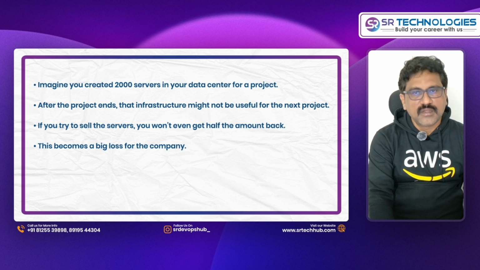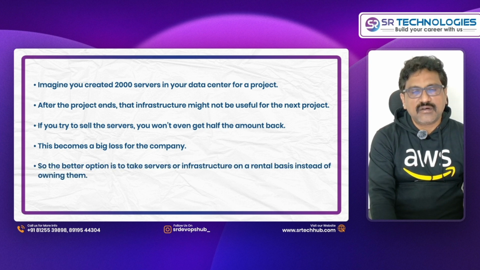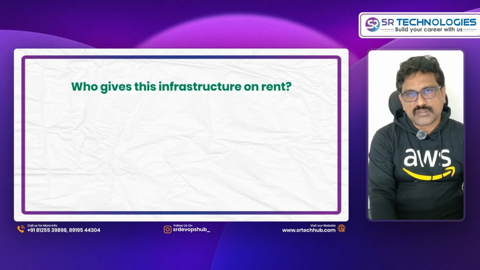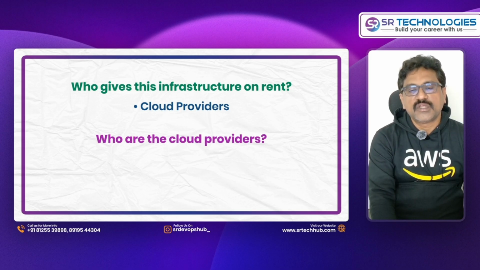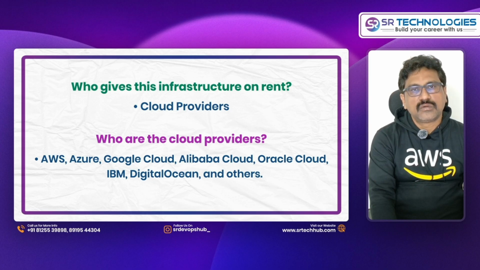So that is the reason. There is an alternate method. That is, we can take all these servers or infrastructure for rental purpose. So who will give this infrastructure for rent? Cloud providers will give this infrastructure for rent. What are those cloud providers? AWS, Azure, Google Cloud, Alibaba Cloud, Oracle Cloud, IBM, DigitalOcean, like this. Those are the cloud providers.